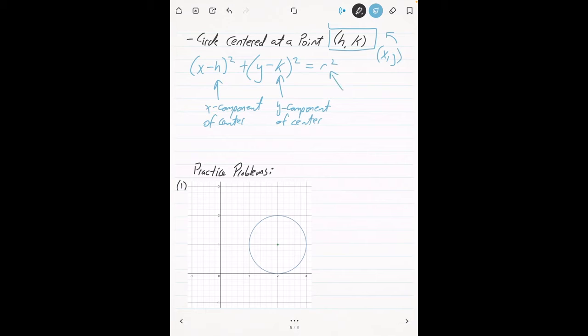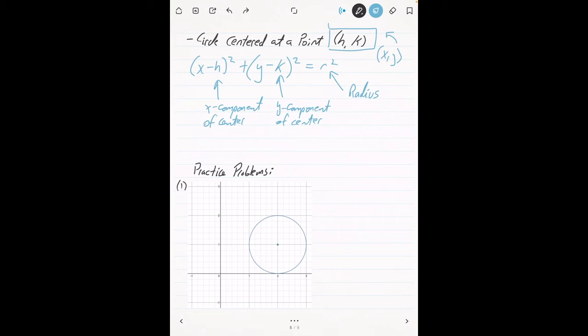And r here is just the radius. So all that we have to do now is say, well, what's the origin? Plug its x coordinate in here and its y coordinate in there. And then we also have to include what the radius is. So all we have to do is just an extra step. We have to incorporate what the center is.